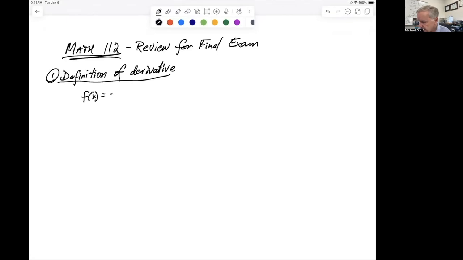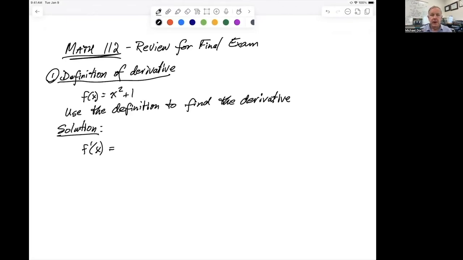Well, let me just do x squared plus 1. What I would like you to do now is to stop your video and write down what is the definition of the derivative. I'm going to show it to you in a second so you can check yourself on this. Okay, welcome back. You've now written down your own definition of the derivative.